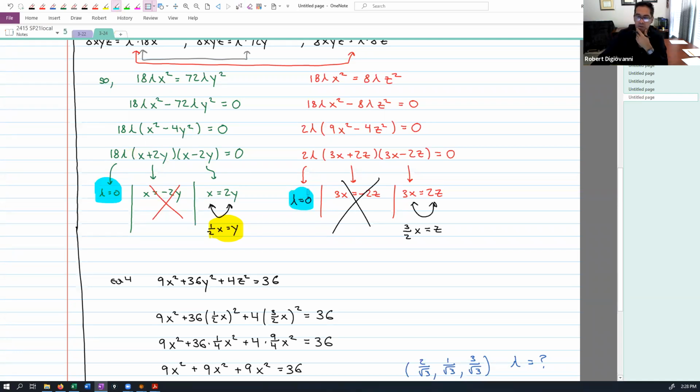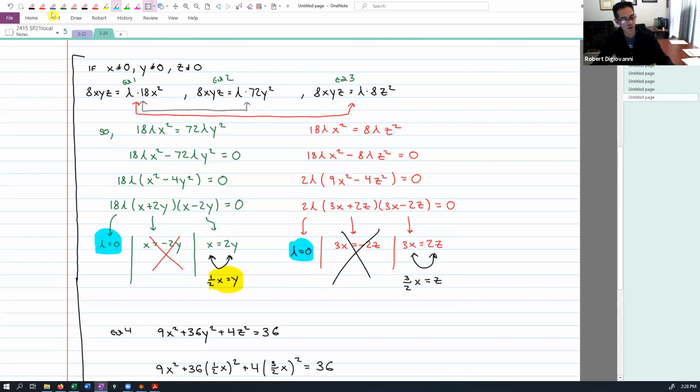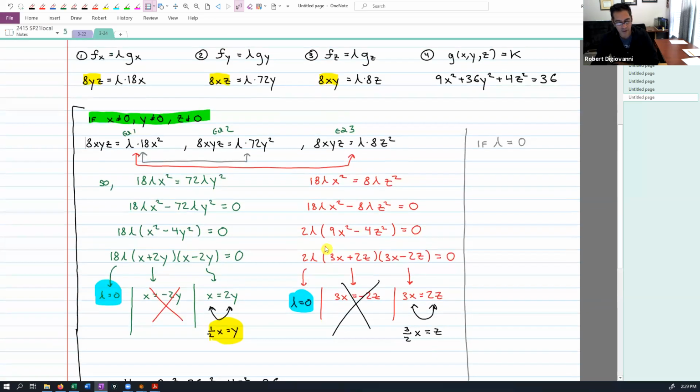What if lambda would have been 0? If lambda was 0, what would happen? So in an effort to keep this all on one page, I'm going to do it over here. If lambda is 0, and look, I'm still working within this framework that x, y, and z can't be 0. Because when I work it within that framework, I do get lambda has to be 0 or can be 0, right? So what happens if lambda is 0?